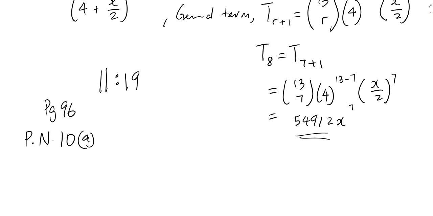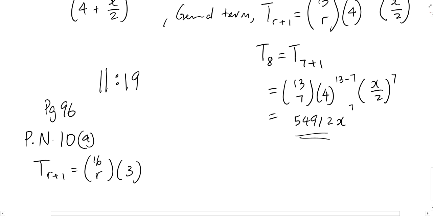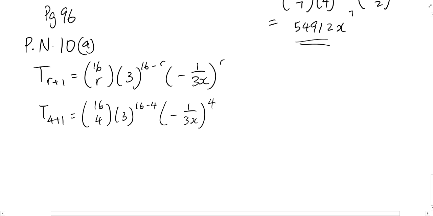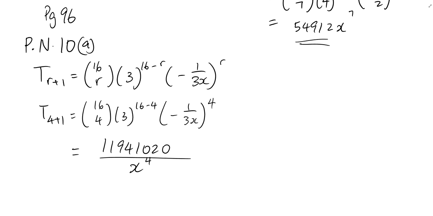Here is my answer. I want my general term, T of r plus 1. It is going to look like this: 16 choose r, 3 to the power of 16 minus r, (negative 1 over 3x) to the power of r. Since I want my fifth term, I want T of 4 plus 1. So change r to 4: 3 to the power of 16 minus 4, (negative 1 over 3x) to the power of 4. Then you simplify, and you will get 11,941,020 over x to the power of 4. How many of you got this? Okay, good.